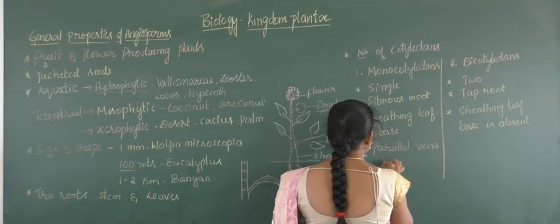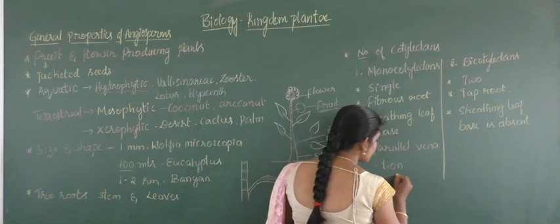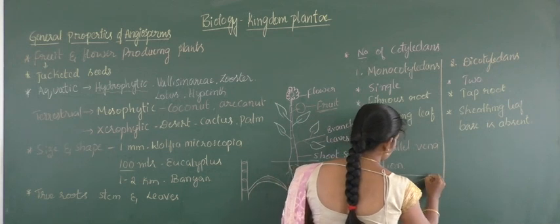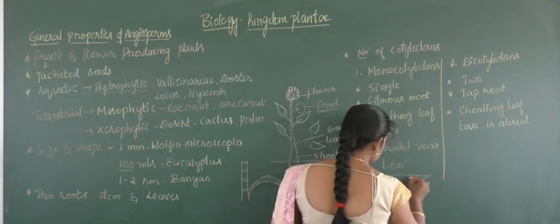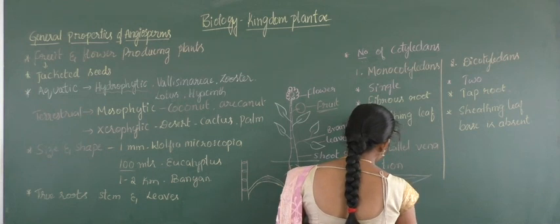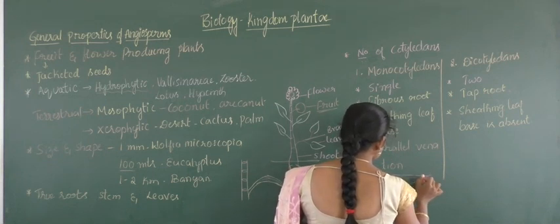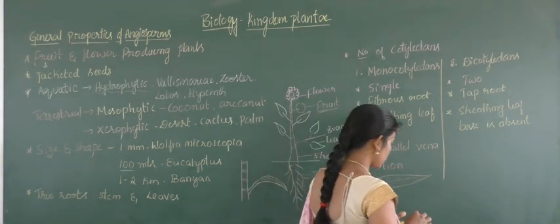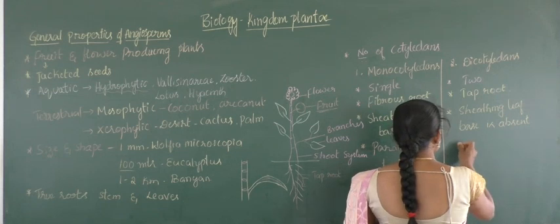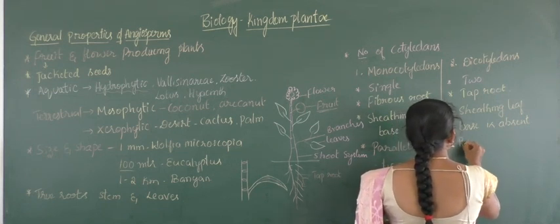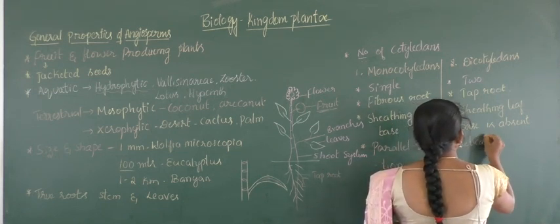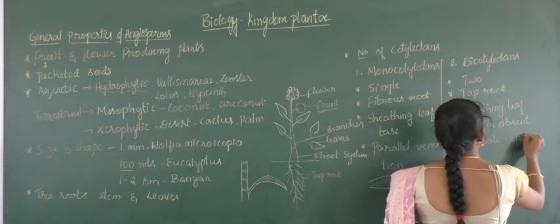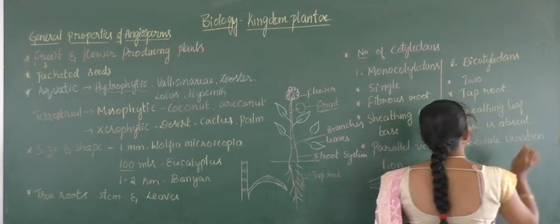Parallel venation in leaves. That means as the leaf is like this, it consists of parallel venations, straight venations, and there is an absence of network-like structure, and this is considered as parallel venation. And when you come to the dicotyledons, these possess reticulate venation, as you have observed in the hibiscus plant.